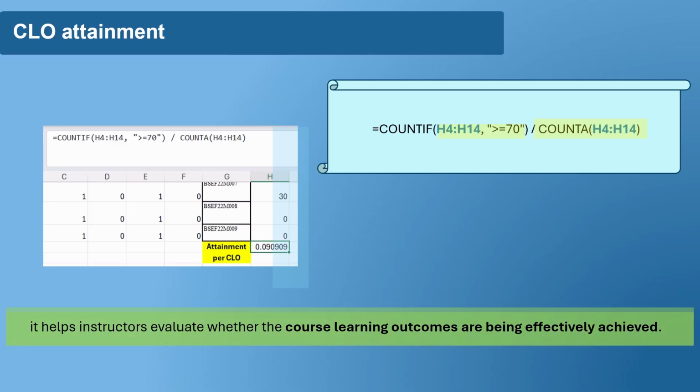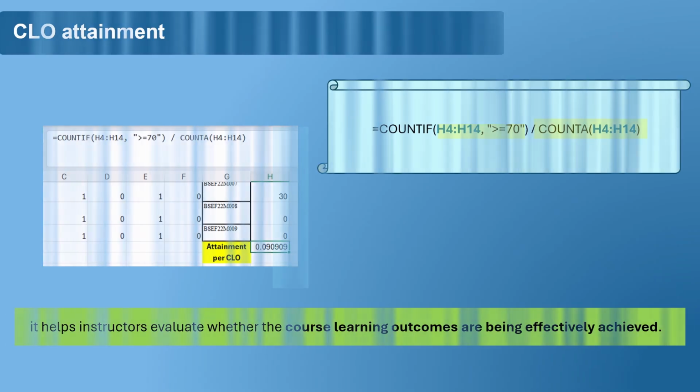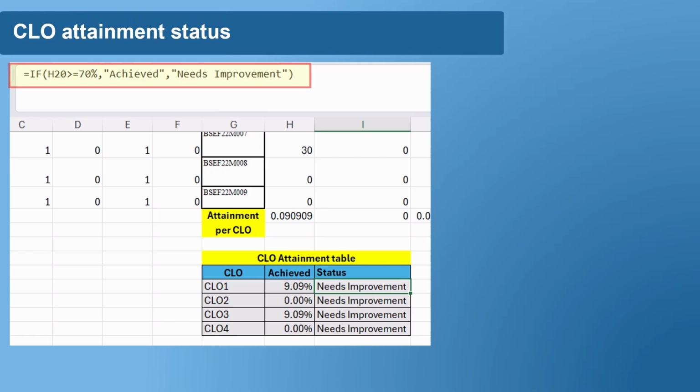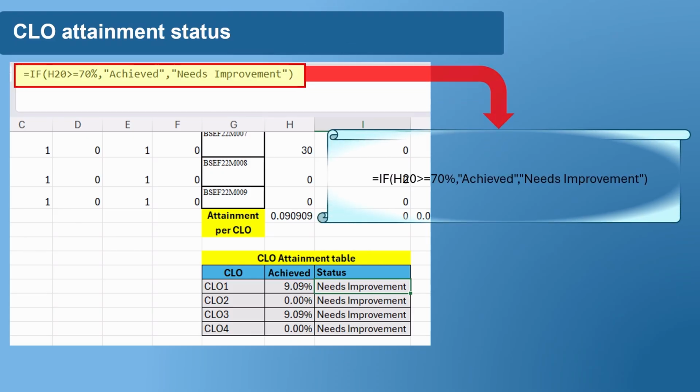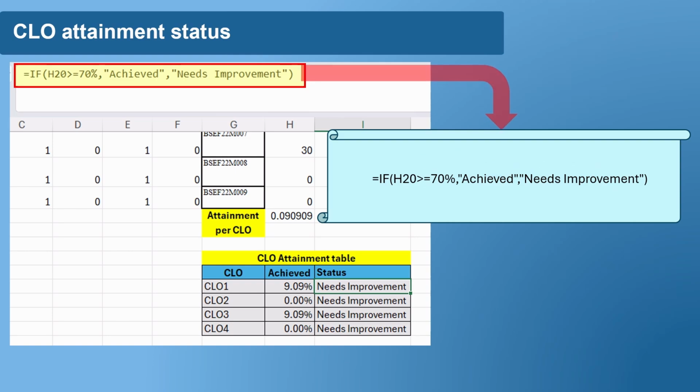Now let's look at how Excel determines the status of each course learning outcome, whether it is achieved or needs improvement. This formula uses a function which performs a logical test and returns different results depending on whether the condition is true or false. Cell H20 contains the calculated attainment percentage for CLO1. Excel checks whether this value is greater than or equal to 70%. If the condition is true, Excel returns the text achieved. This means that the CLO attainment target has been successfully met. And if the condition is false, it returns needs improvement.